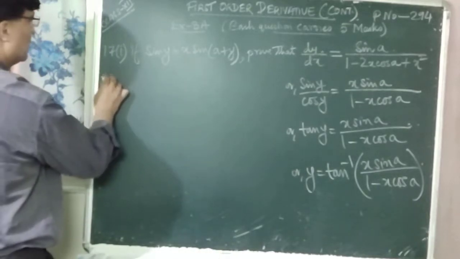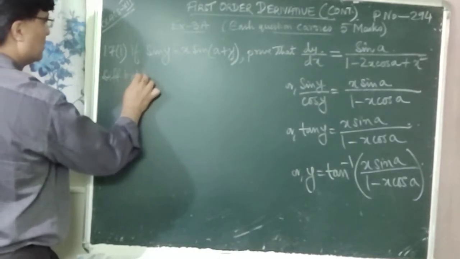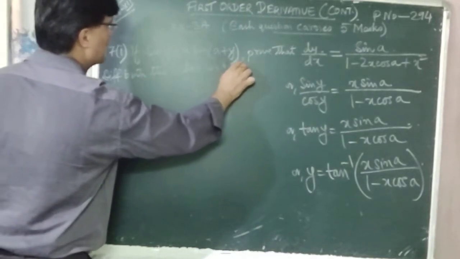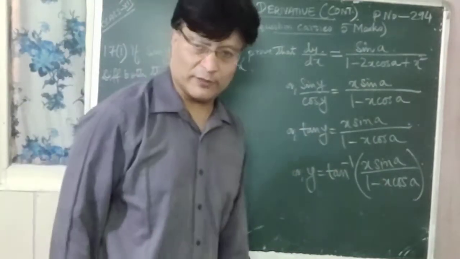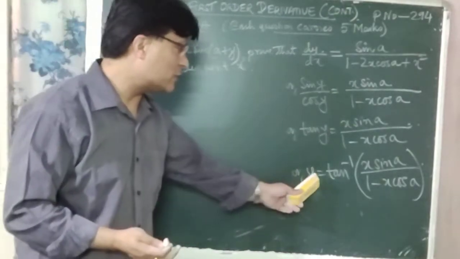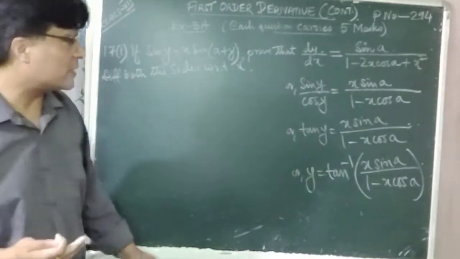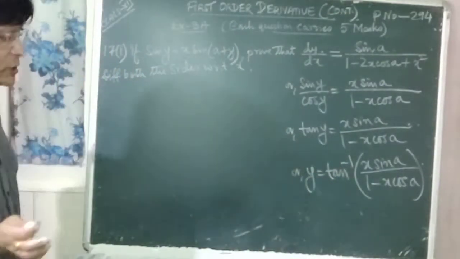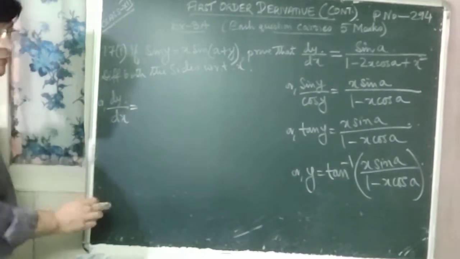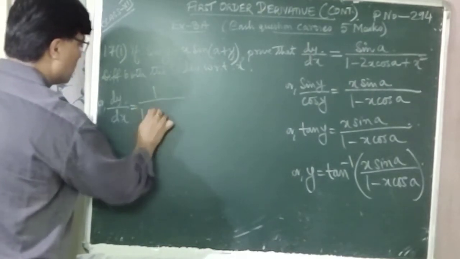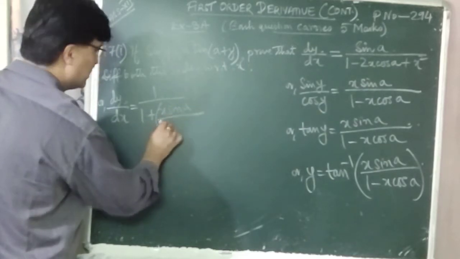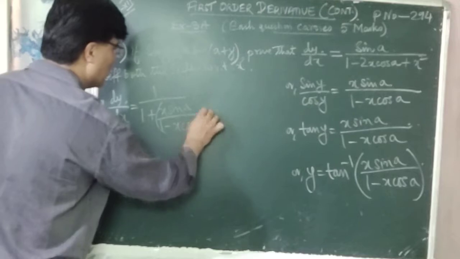Now write on. Now we can differentiate it. Differentiating both the sides with respect to x. Now you cannot simplify it further. You can directly differentiate it by taking it as tan inverse x. Okay. So y is equal to, you should take it as tan inverse x. Which function is taken as x? x sine a divided by 1 minus x cos a. Right. So dy by dx. So what is the differentiation of tan inverse x? It is 1 upon 1 plus x whole square. What is x whole square? x sine a divided by 1 minus x cos a whole square.